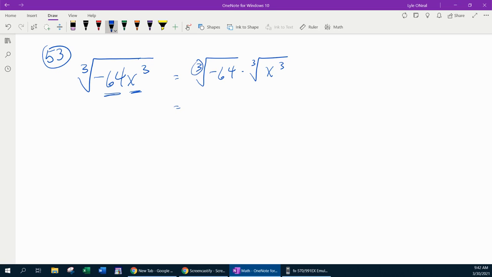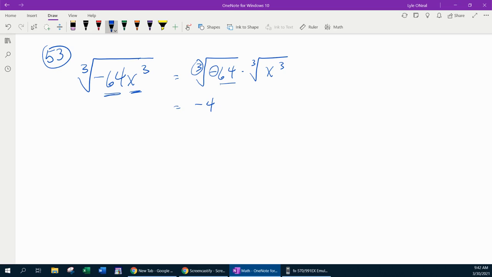Oh, and the fact that the index is odd means that I will have a negative result if the radicand is negative. So that's going to be negative 4. 4 times 4 is 16. 4 times 16 is 64. So the cube root of negative 64 is negative 4.